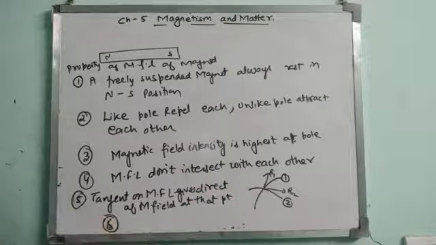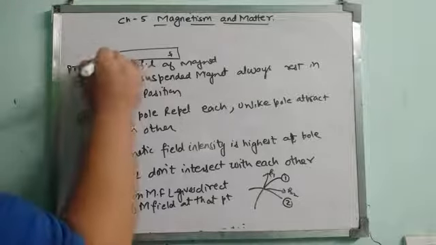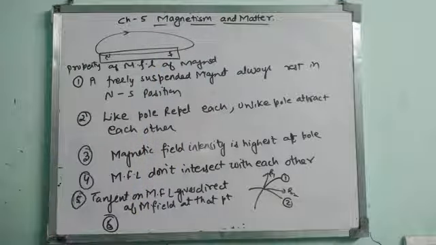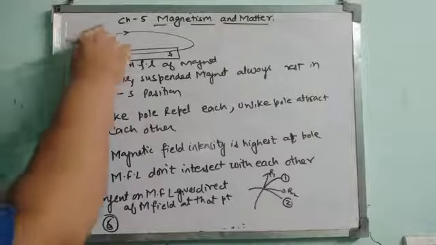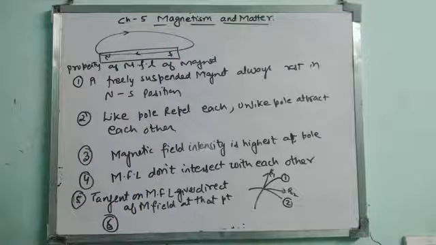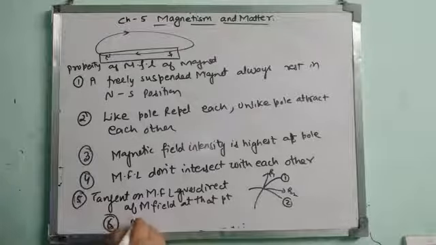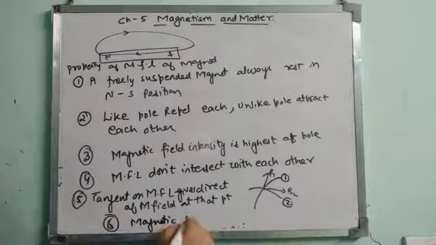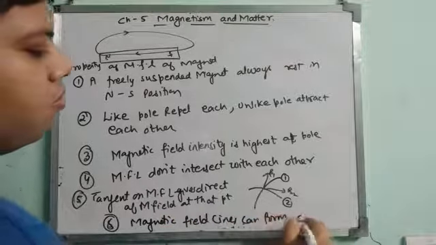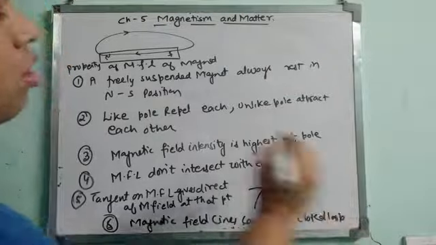Sixth, which is different from the electric field lines. Electric field lines can never form a closed loop, but magnetic field lines can. As you know, outside the magnet the field lines originate from the North Pole and enter the South Pole, but inside they move from south to north. So they form a closed loop, while electric field lines can never form a closed loop. So magnetic field lines can form closed loops.